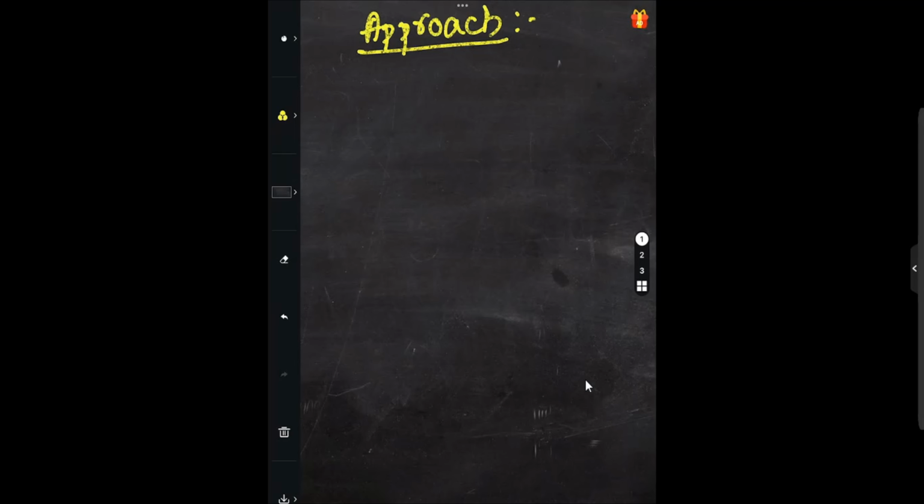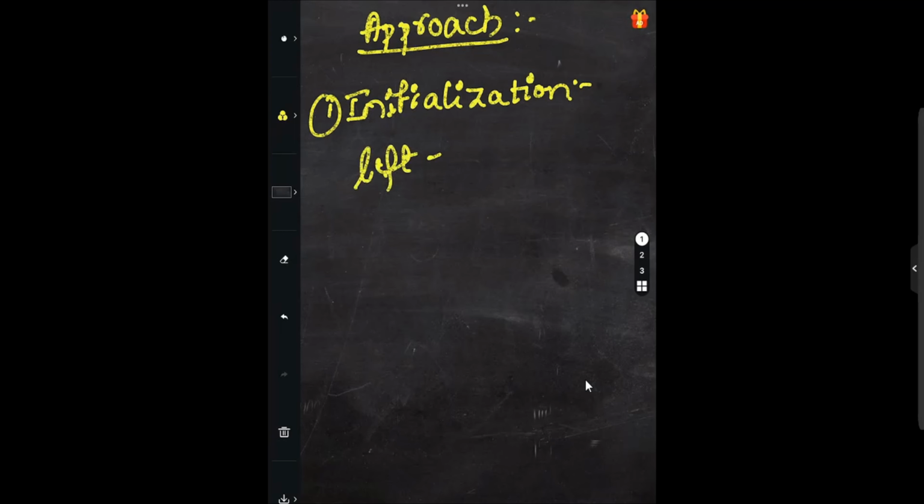Let's discuss the approach step by step. Initially, let's go with the initialization part. What will we be doing here? We will consider two pointers, one is left and one is right. Left at the beginning of the array, and right at the end of the array.